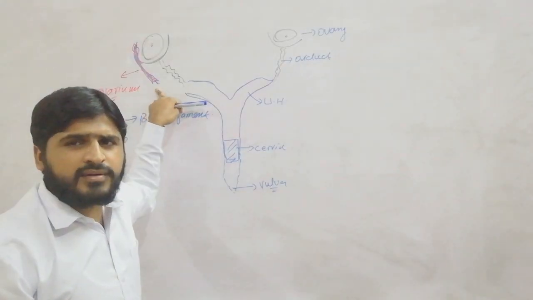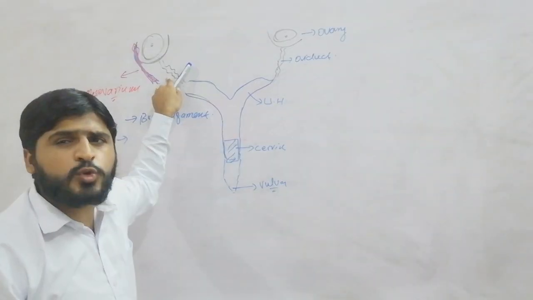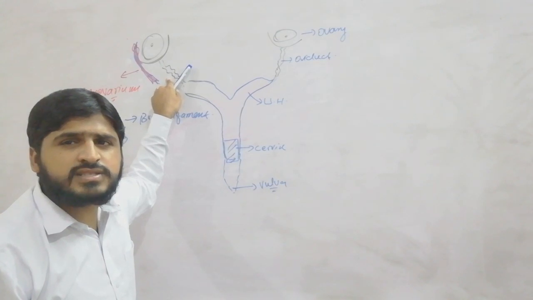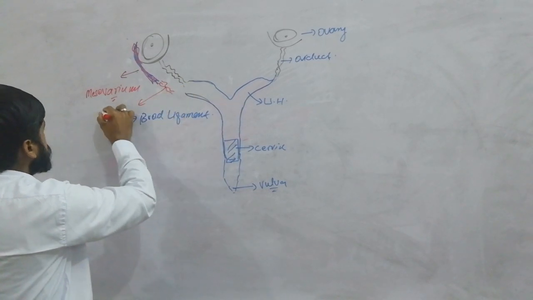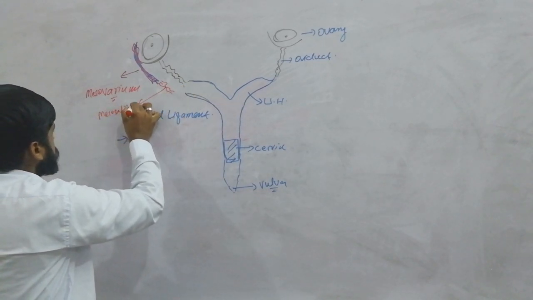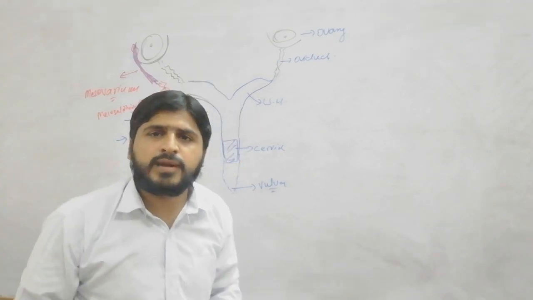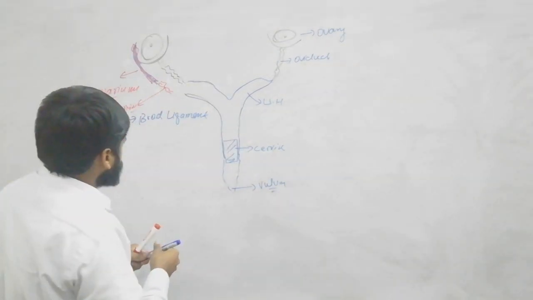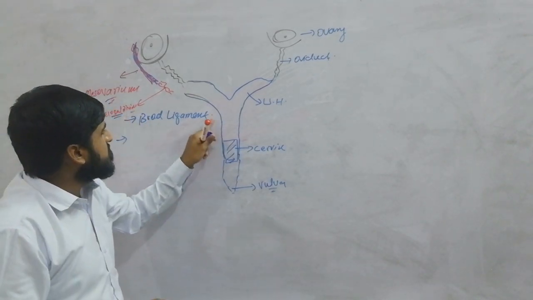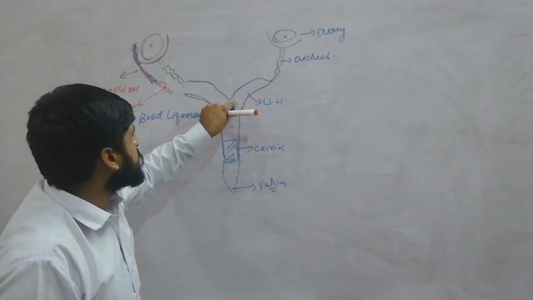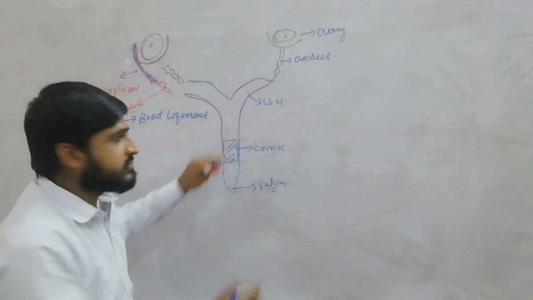When the broad ligament is attached to the fallopian tubes or uterine tubes, it is called mesosalpinx. At the point of the uterus, where the uterine horns and uterus are, the broad ligament is called mesometrium.